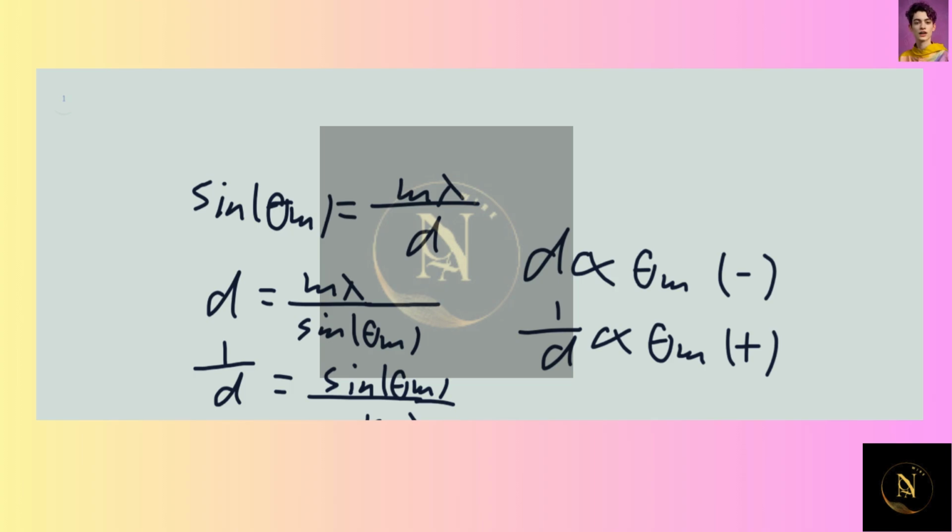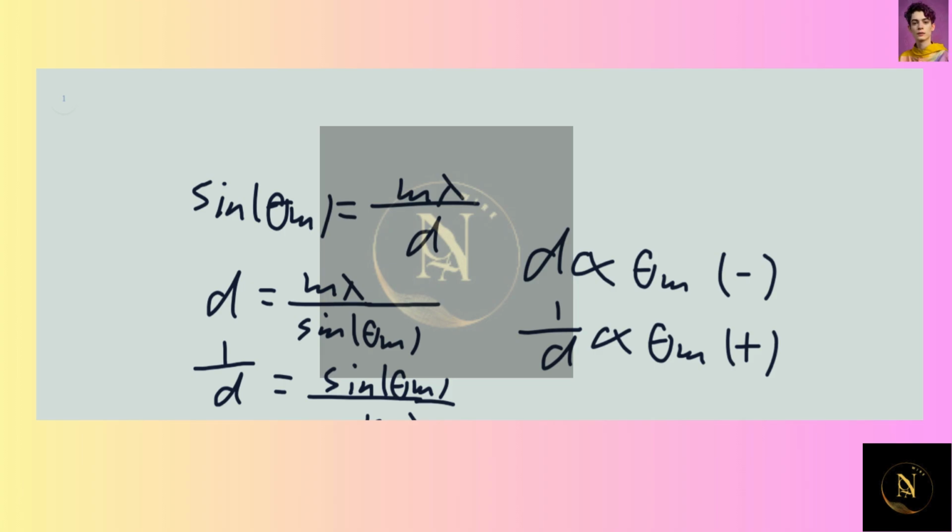And from this equation, we know that d is related to the angle theta m. The separation of two slits is negatively correlated to the angle theta m, because when theta m increases, the value of d decreases, which means that the number of lines per meter or the number of lines per centimeter will increase when the angle increases.